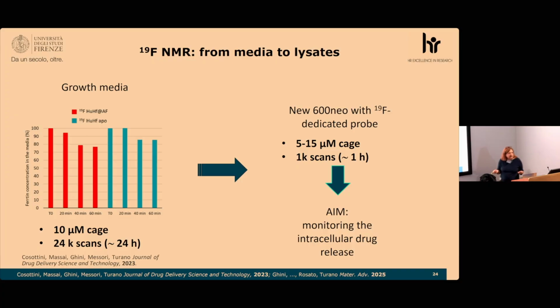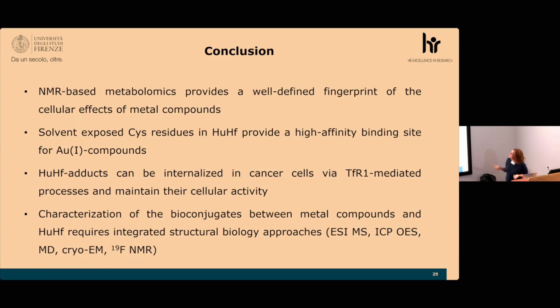So now I think we are ready to look at what is happening to the ferritin bioconjugates inside the cells, just by looking at these fluorine-19 signals. So that's my conclusion. NMR-based metabolomics provides a well-defined fingerprint of the cellular effects of metal compounds. In the case of human H-ferritin, the solvent-exposed cysteine residues provide a very high affinity binding site for gold-1 compounds, but also for other soft metal ions.